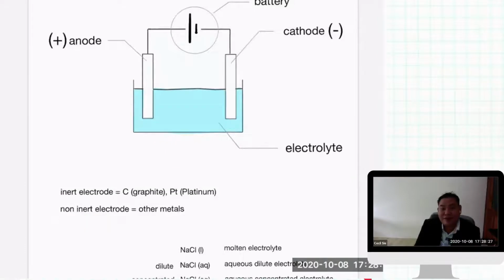For example, iron. Iron is non-inert, which means if you use iron as anode, the iron will dissolve. If you use zinc as anode, it will dissolve. If you use gold as anode, it will dissolve, right? So very easy. So you have two types.